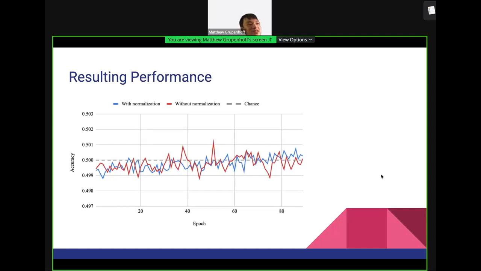So to test this, first, just the normalization and the non-normalization networks were run, and this is what ended up happening. Now, one important thing to notice here is the scale. This is 0.497 and this is 0.503, so all of these are basically just 0.5. There really isn't any learning happening right here, which is strange because learning would be expected. The accuracy should be going up.